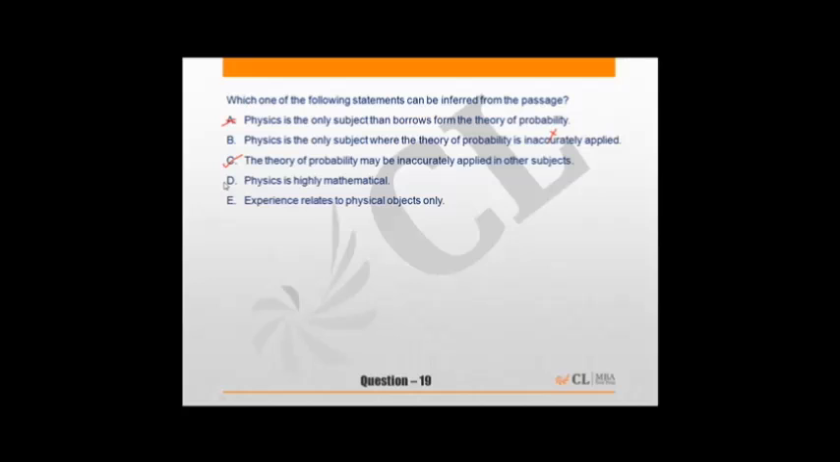Option D says physics is highly mathematical. It is incorrect because the passage says that physics uses probability, but we cannot from this say that it's highly mathematical. Experience relates to physical objects only. This is absolutely incorrect and therefore can be eliminated. So the correct answer here is option C.